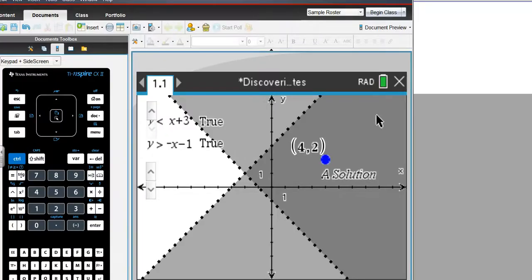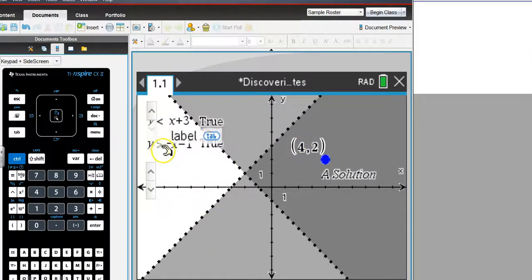Okay, today we're going to talk about linear inequalities. So let's start with this file. I kind of like this. So this is the function y is less than x plus 3 there. So you can see that the y-intercept is 3. It's less than, so it's a dotted line, and it's shaded below that region.